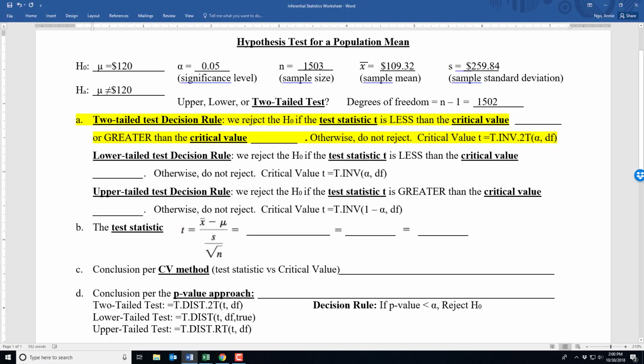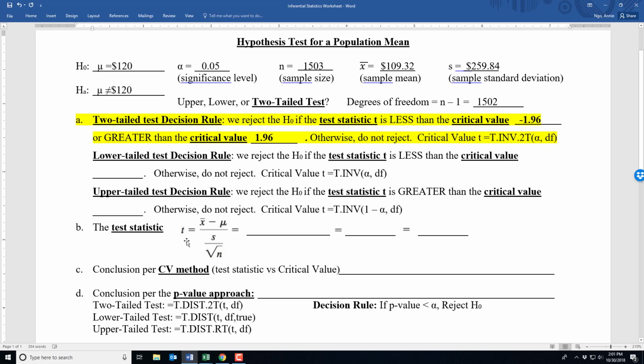So for our decision rule, we will reject the null if our test statistic is less than negative 1.96, because the less than is on the lower left side and that critical value has to be negative. The other critical value will be positive 1.96. So we will reject the null if our test statistic is less than this negative critical value or greater than this positive critical value. Otherwise, we do not reject.